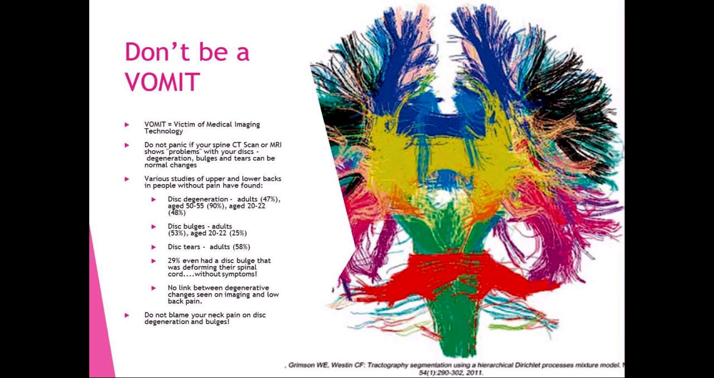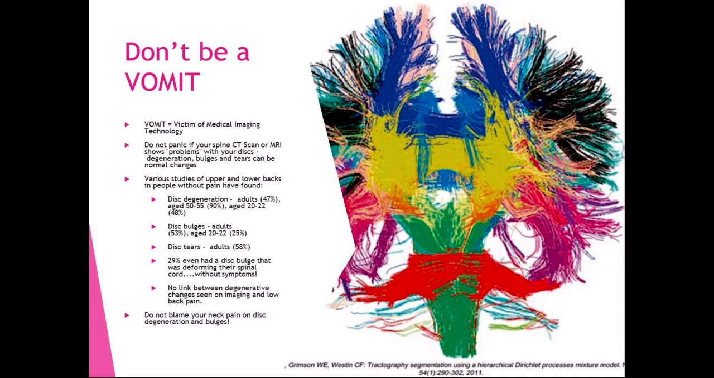We will talk about pain when we're talking about vertical systems, and we'll see that pain is a very complex subject. It doesn't necessarily follow that pain equals tissue damage. So don't be a vomit. Be aware that you can have pain without damage, you can have damage without pain, and you can have damage and pain together. So even though neuroimaging is great, it is not the be-all and end-all of everything.